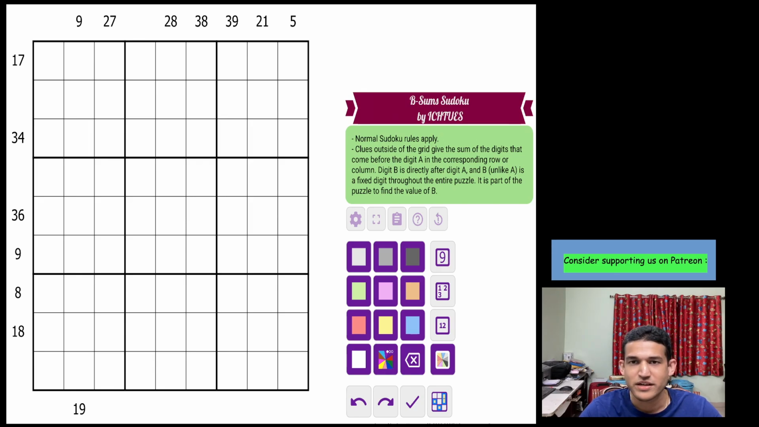I'm here to solve a new variant called B-Sum Sudoku. This has been taken from the Logic Masters Germany portal and it is created by an author called ICHTUES, whose puzzles have been consistently rated above 90% on Logic Masters Germany portal.